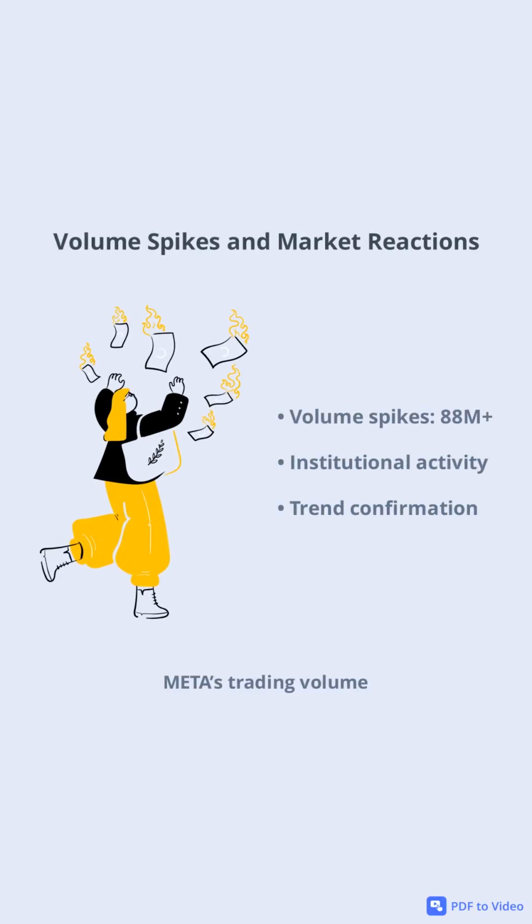Meta's trading volume has seen significant spikes, such as over 88 million shares on October 30 and 56 million on October 31. These high-volume days often coincide with major price moves or news events. Volume spikes can signal institutional activity and often precede trend changes or the continuation of strong moves. Monitoring volume alongside price is key for confirming technical signals.